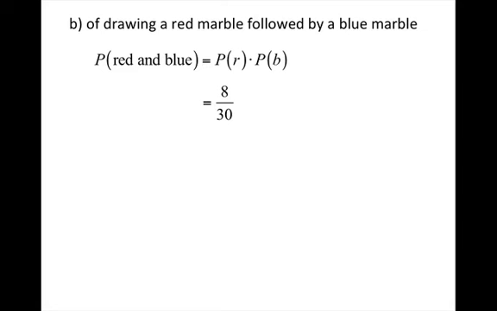Now I want to find the probability of drawing a red marble followed by a blue marble. Since I'm drawing with replacement, that's just the probability that the first one is a red times the probability of drawing a blue. Well, there's 8 red out of 30 total, and there's 16 blue out of 30 total. So if I multiply these, the probability of drawing a red and a blue is 32 out of 225.